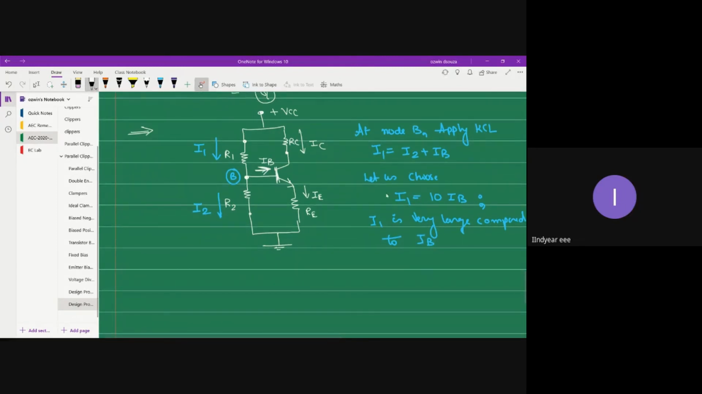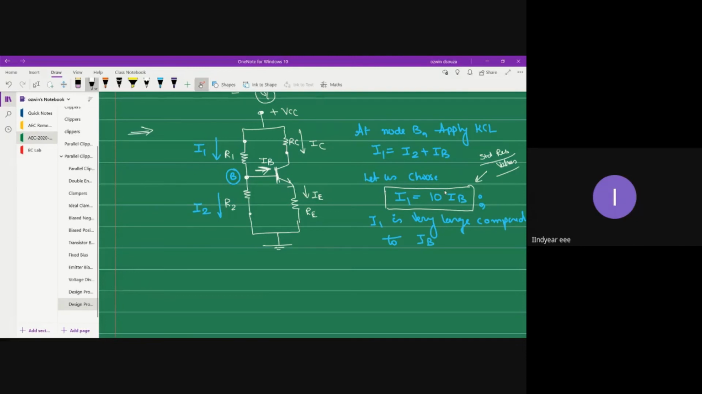Now I have chosen 10 times IB. You may choose 100 times IB, 50 times IB, so on and so forth. You can choose. But when I choose I1 equal to 10 times IB, I will get standard resistance values. If you choose greater than 10 times IB, things will work out, doesn't matter. But the problem is you may not get standard resistance values.